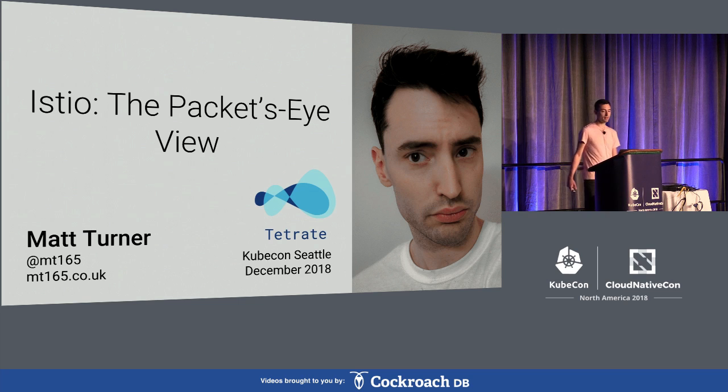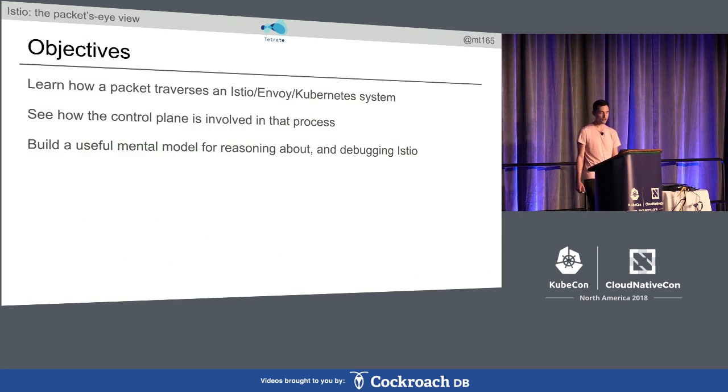And I'm here to talk to you about Istio, specifically the packet's-eye view. So what we're going to try to learn today is how a packet traverses through an Istio system. Obviously that leans heavily on the Envoy proxy, as you probably know. The exposition I'm going to give is Istio in a Kubernetes cluster, because that's by far the most common deployment scenario. And hopefully, this is KubeCon, we should all know a little bit about Kubernetes already. So that's the easiest way to explain it as well.